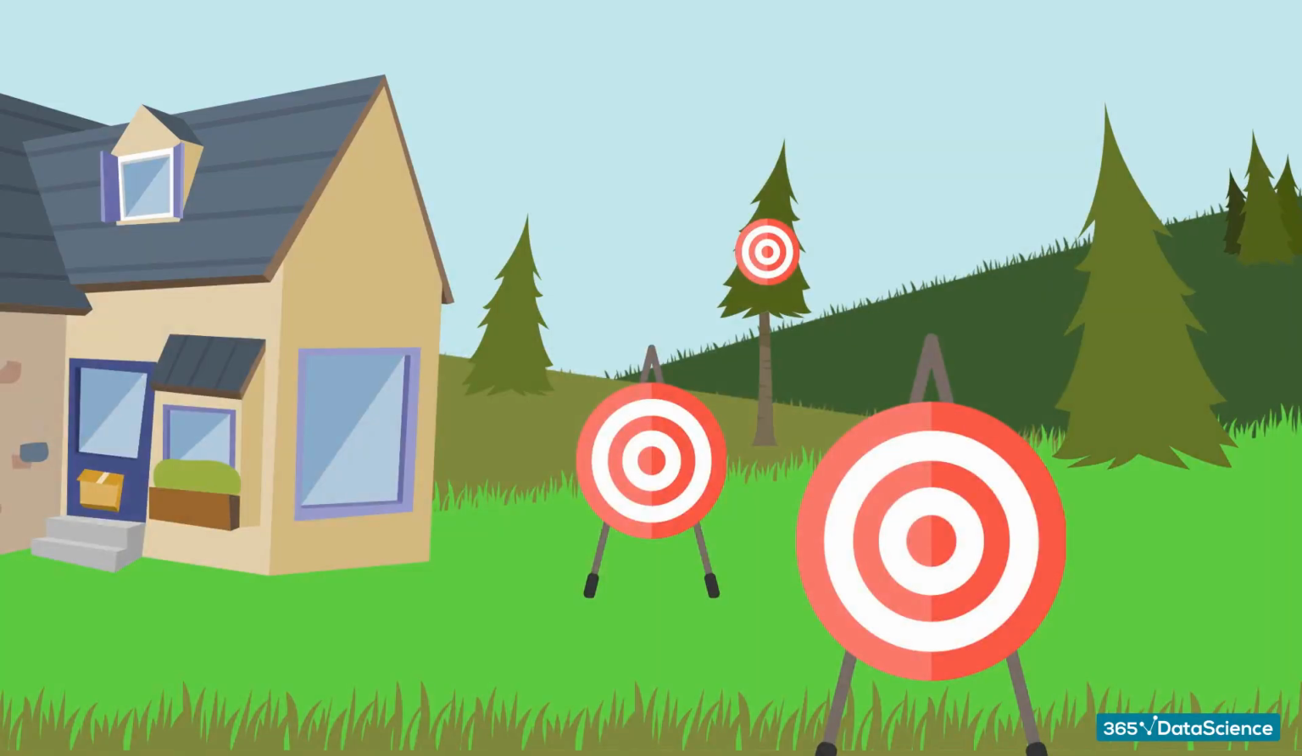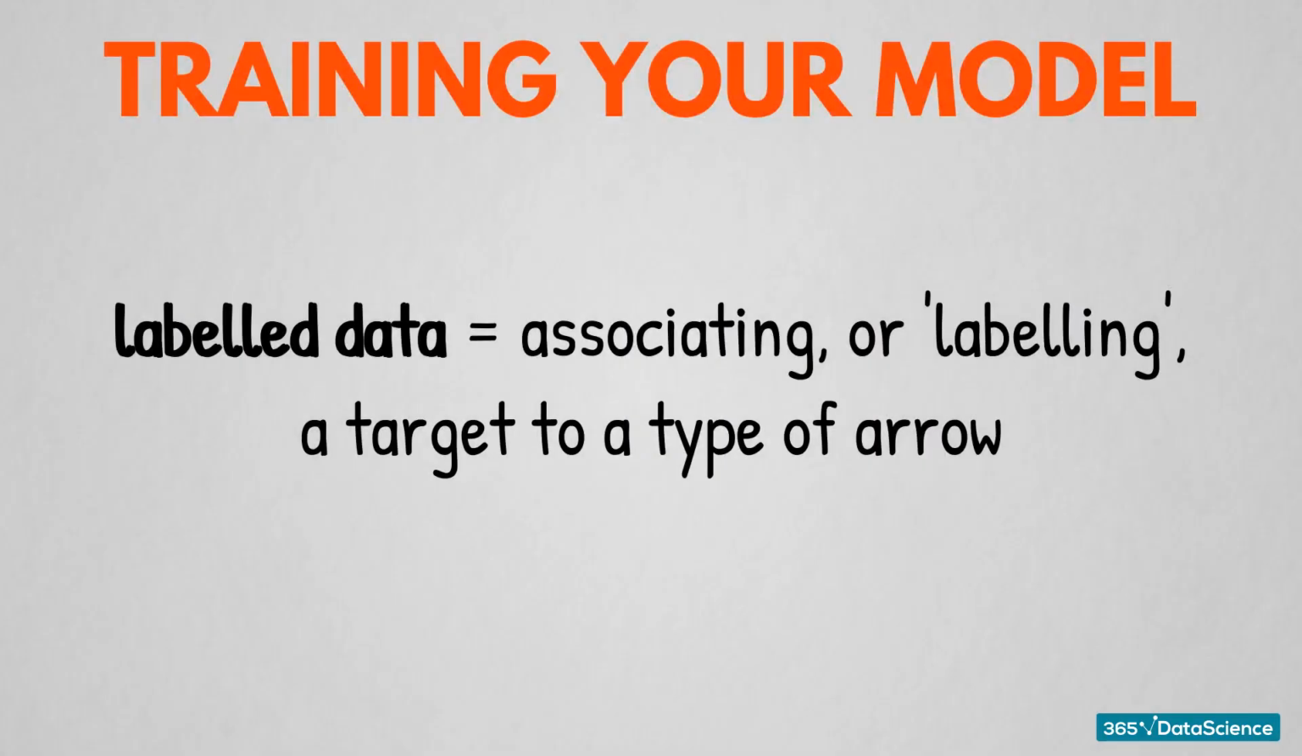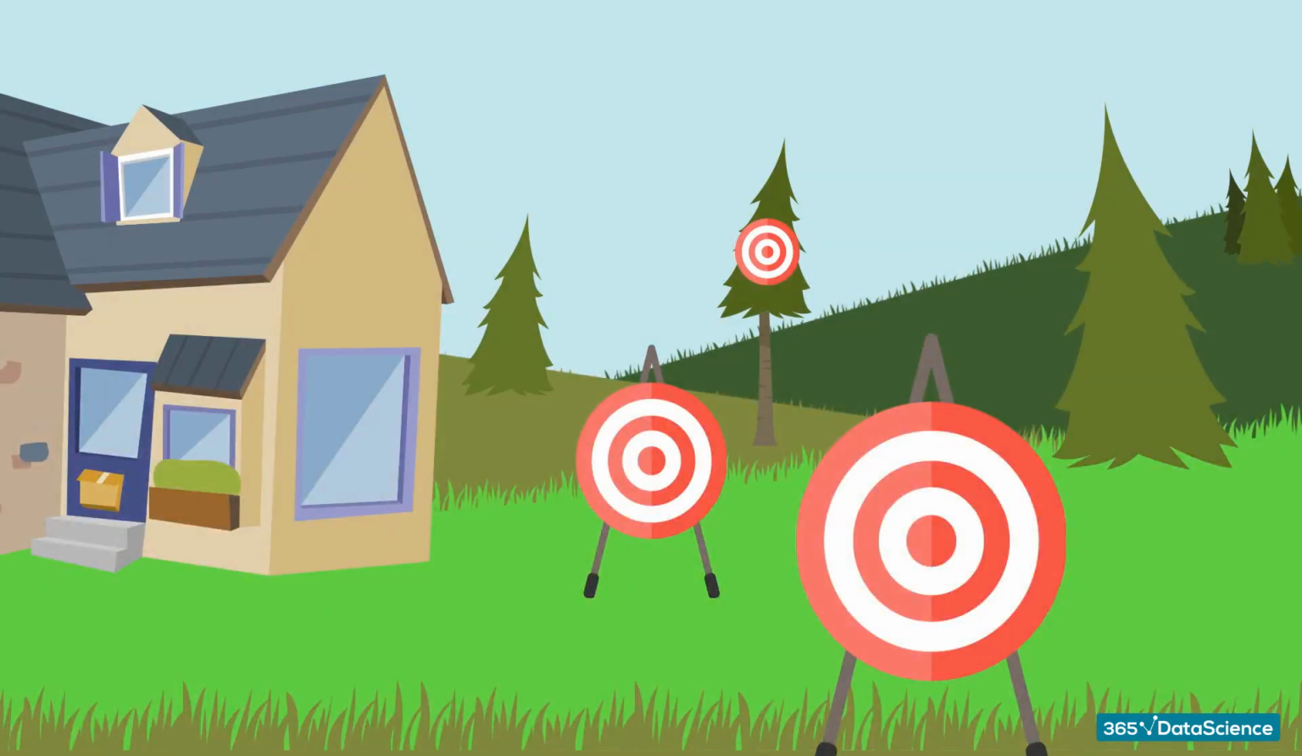The ground, a target at a short distance, a target at a further distance, a target hanging on a tree far behind it, a house to the side, and the sky. So, having labeled data actually means the following: associating or labeling a target to a type of arrow. You know that with a small arrow, the robot is supposed to hit the closest target. With a medium arrow, it can reach the target located further away, while with a large arrow, the target that's hanging on the tree. Finally, a crooked arrow is expected to hit the ground, not reaching any target.